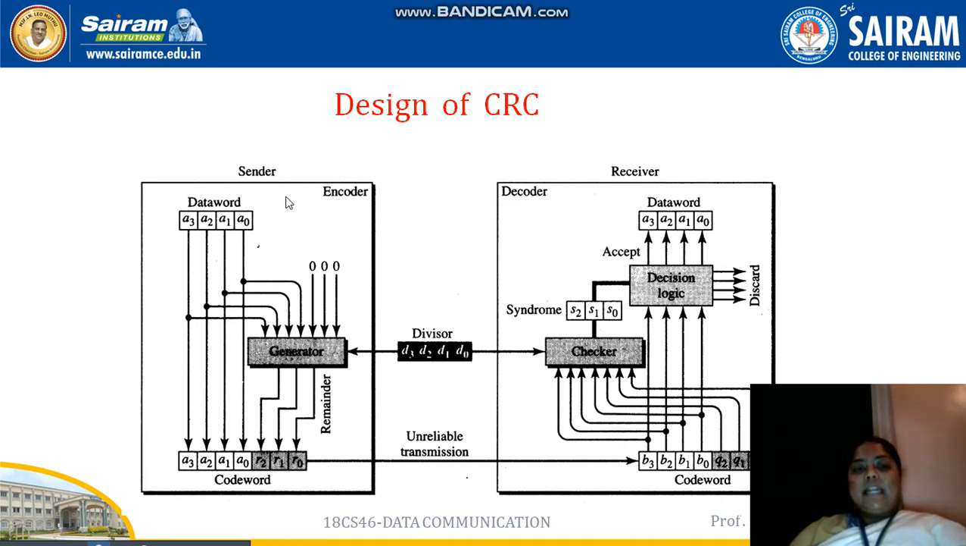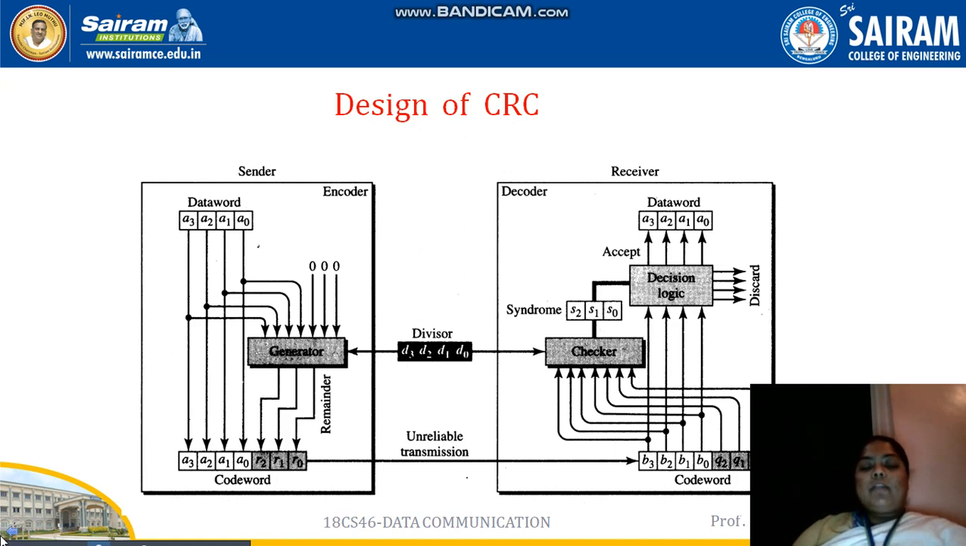If it is the sender side, if it is the data word, I am going to send it along with the extra n bits. See, these three zeros are the extra bits I am going to send. Our generator is going to generate the remainders, that is r0 r1 r2, which are nothing but our redundancy bits.